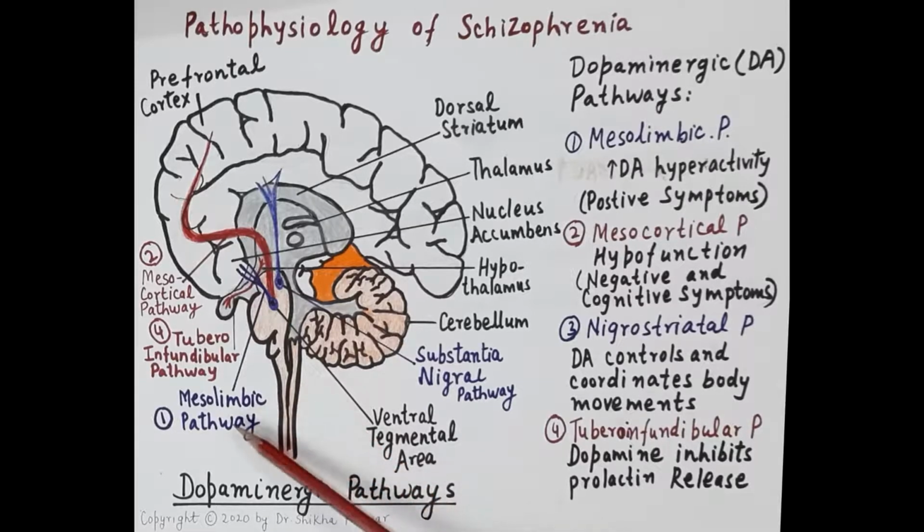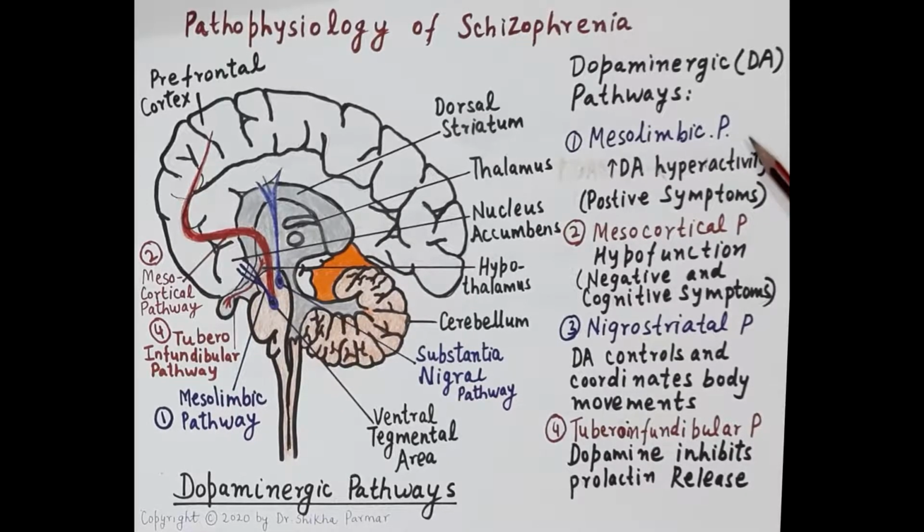Now, the mesolimbic pathway projects from the ventral tegmental area to the nucleus accumbens. I have shown this mesolimbic pathway here in the blue color, and it extends from the ventral tegmental area to the nucleus accumbens. This mesolimbic pathway is found to be overactive in schizophrenia. Overactivity of the mesolimbic pathway is responsible for the positive symptoms, that is, the delusions, hallucinations and disorganized speech are mainly because of the overfunctioning of the mesolimbic pathway.